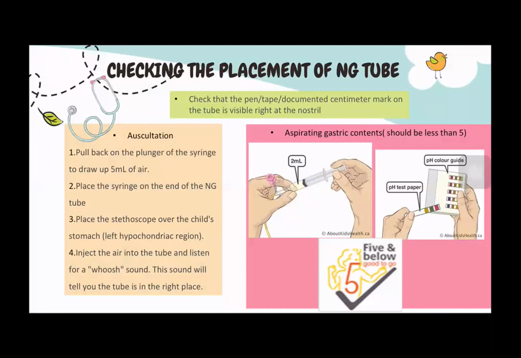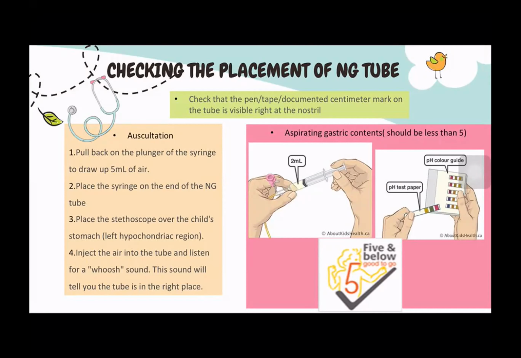Okay, so how to check the placement of the tube? After you have made sure that the pen, tape, or documented centimeter mark on the tube is visible right at the nostril, you can go for the auscultation. For the auscultation technique, about 5 milliliters of air is flushed into the tube, and then you should hear the whoosh sound using a stethoscope. The stethoscope is positioned at the left hypochondriac region.